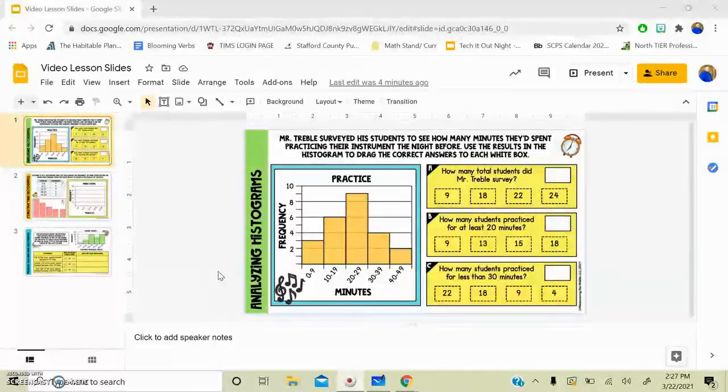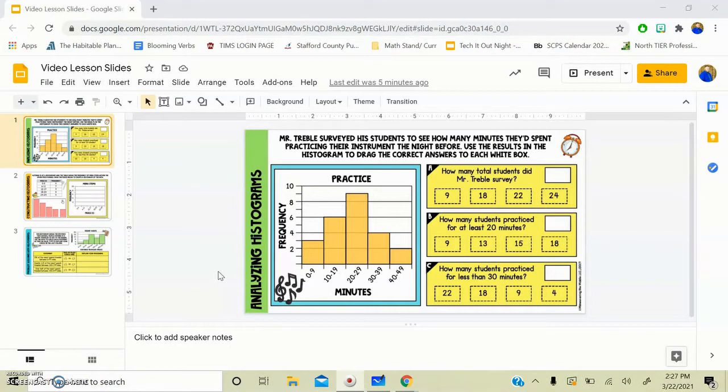Today we're going to be taking a look at analyzing histograms. So first I want to draw your attention to this histogram with the music notes in the corner. So this is a histogram. The main difference you're going to notice is the bars are touching.